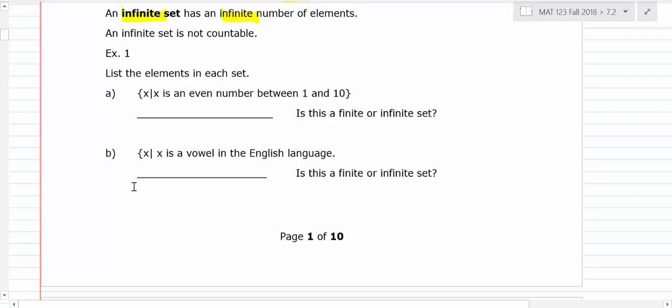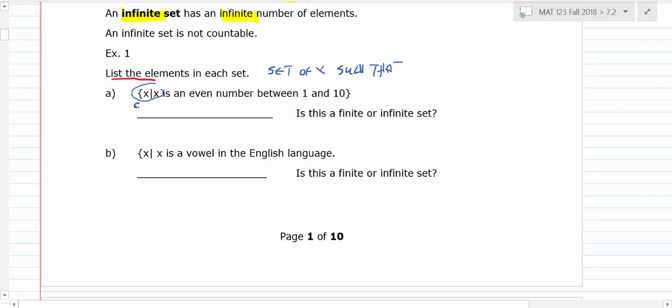Okay, so going down this example 1, what we're going to do is I'm giving you a rule of a set, and we're going to list the elements in the set, and we're going to determine if it's finite or infinite, okay? So to begin with, this says set of x. Again, you read this like this. I'm going to write this down one more time. You're saying set of x such that is the way you read that. And that's that first part right there. That says the set of x such that. And then x is an even number between 1 and 10.